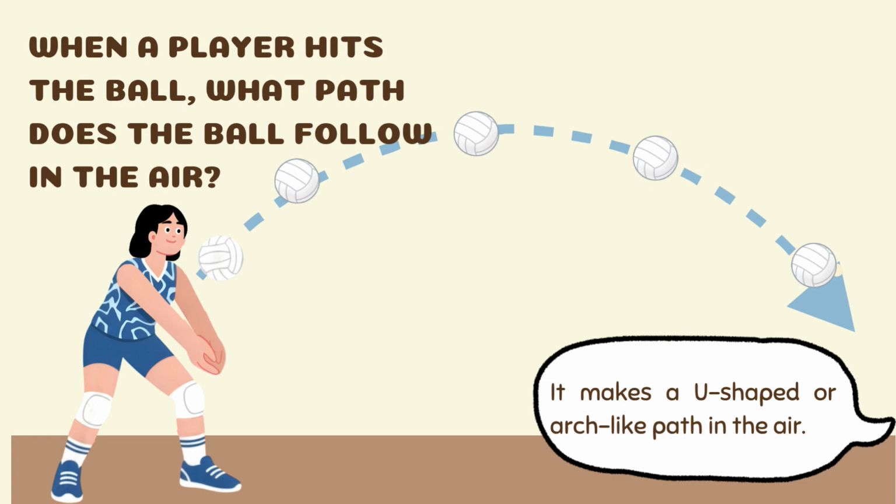When a player hits the ball, what path does the ball follow in the air? It makes a U-shaped or arc-like path in the air which opens downward. So when a volleyball is hit, its path forms a parabola. Quadratic relations are useful because they help model projectile motion. The vertex represents the maximum height of the volleyball, and the x-intercepts represent where the ball begins and lands. This example demonstrates how quadratic equations can describe motion accurately in sports and physics.